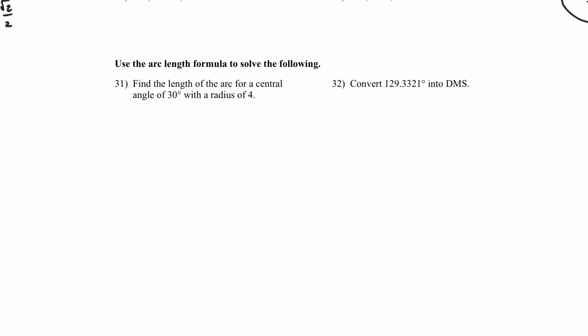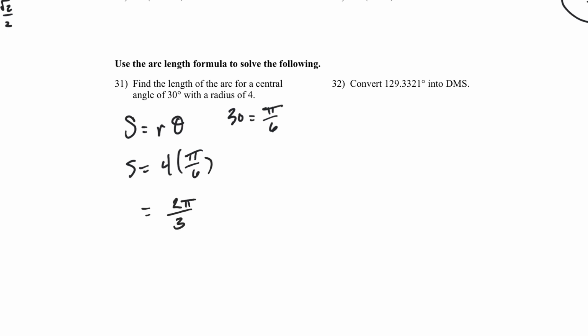If we go back, the formula we use in this case is s equals r times theta, okay? s equals 4 times, but I can't use 30 degrees. I have to convert it to radians because this formula doesn't use degrees. So it's pi over 6. Multiply through, you're going to get 2 pi over 3.